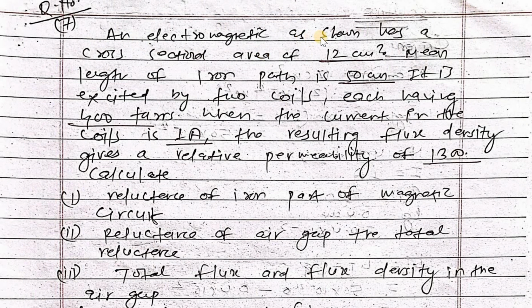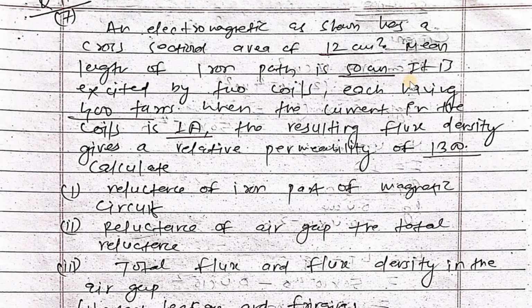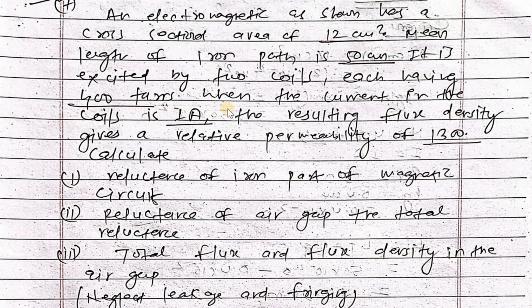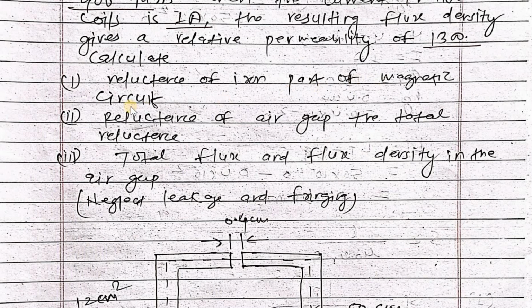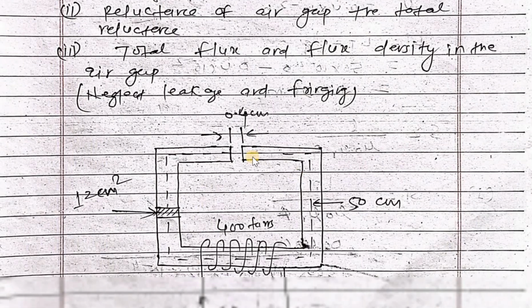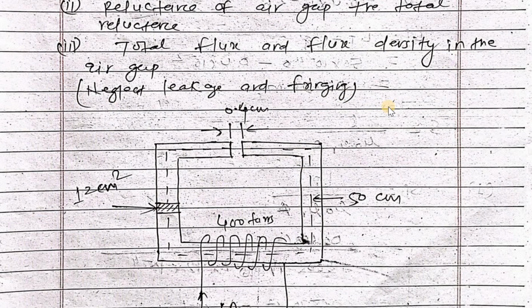First problem: an electromagnet as shown has a cross-sectional area of 12 centimeter square and a mean length of iron path of 50 centimeter. It is excited by two coils each having 400 turns. When the coil current is 1 ampere, the resulting flux density gives a relative permeability of 1300. Calculate the reluctance of the iron path of the magnetic circuit, the reluctance of the air gap, the total reluctance, the total flux and the flux density in the air gap, neglecting the leakage and fringes.